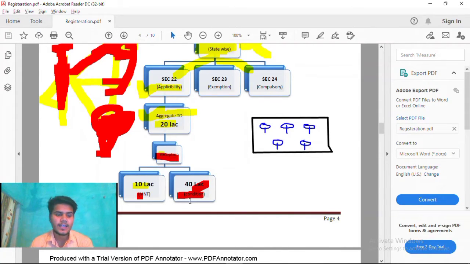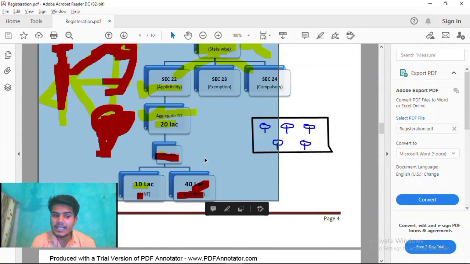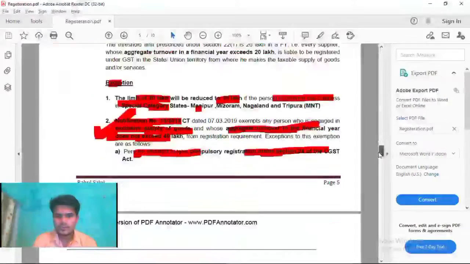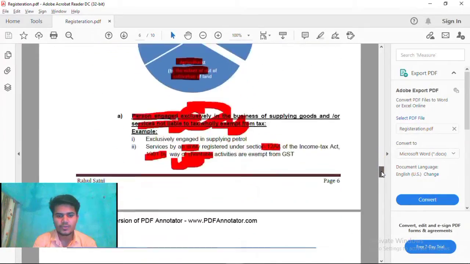So this exemption we can claim if we fulfill some conditions. So what are the conditions? The condition is that we make intrastate supply of goods, only goods. Then we can claim exemption of 40 lakh rupees. And there are some other conditions also.